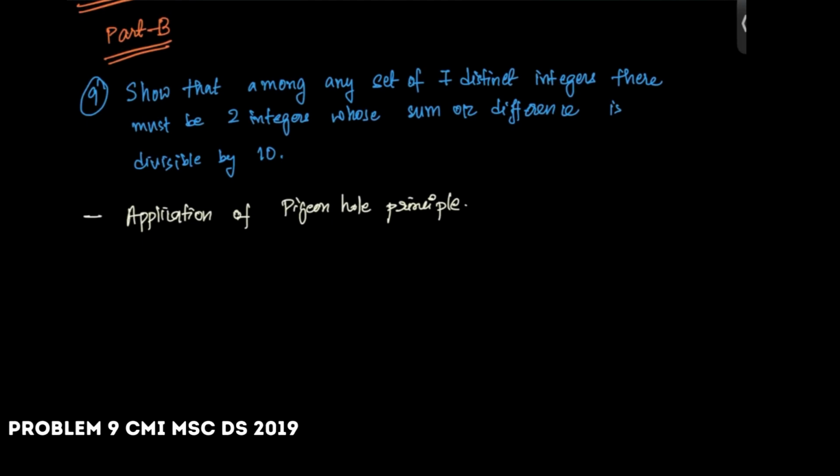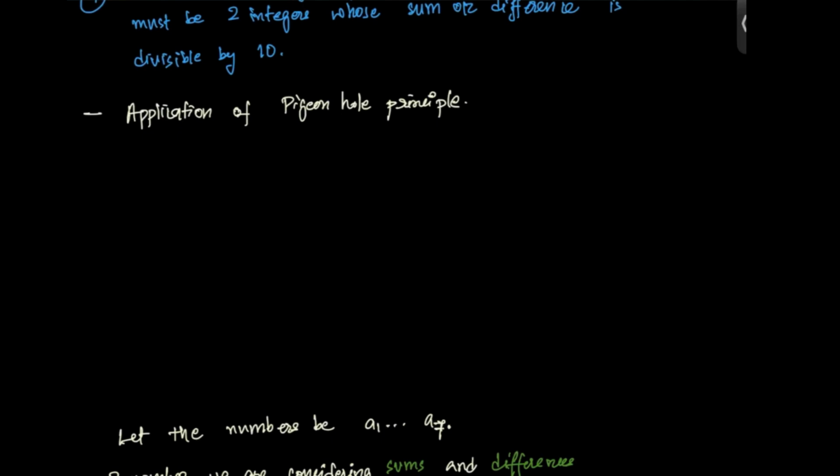It says: show that among any set of 7 distinct integers, there must be 2 integers whose sum or difference is divisible by 11. So just a basic recap on what the pigeonhole principle is.